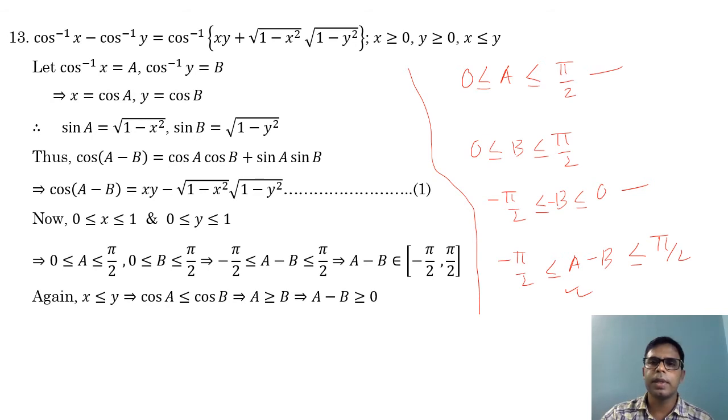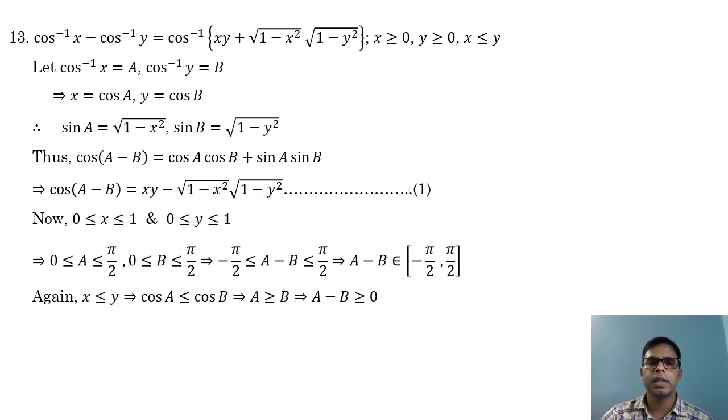Okay, and after that, using the second condition. The second condition tells us here, x less than y. So if x is less than y, then cos a is less than cos b, confirm. And so since cos a and cos b mean the inverse cosine function in the principal branch.